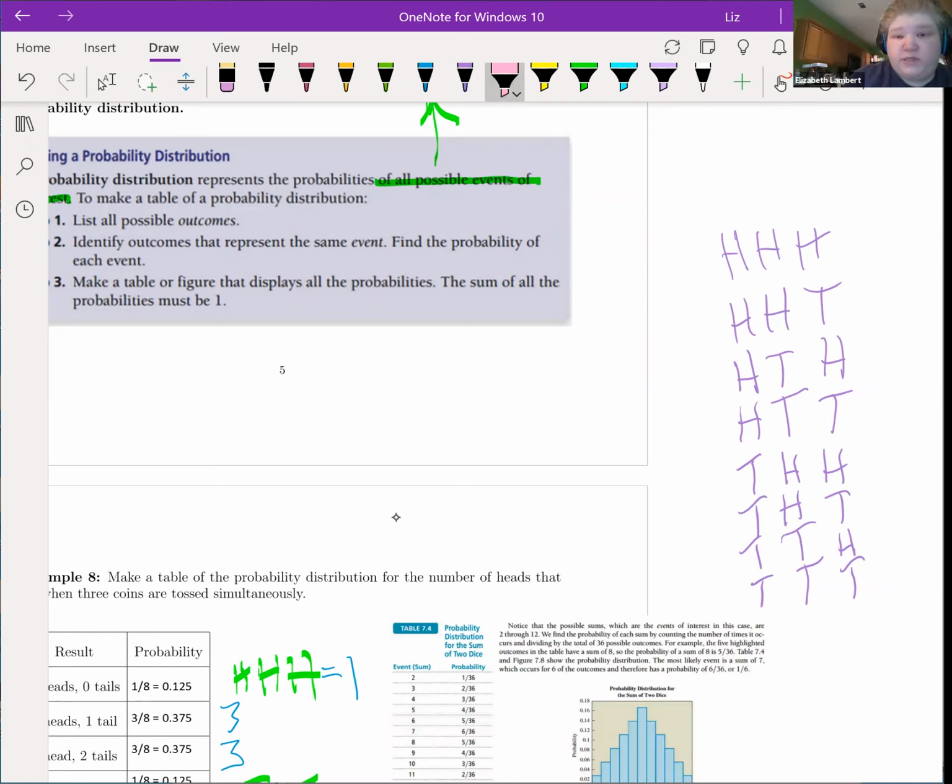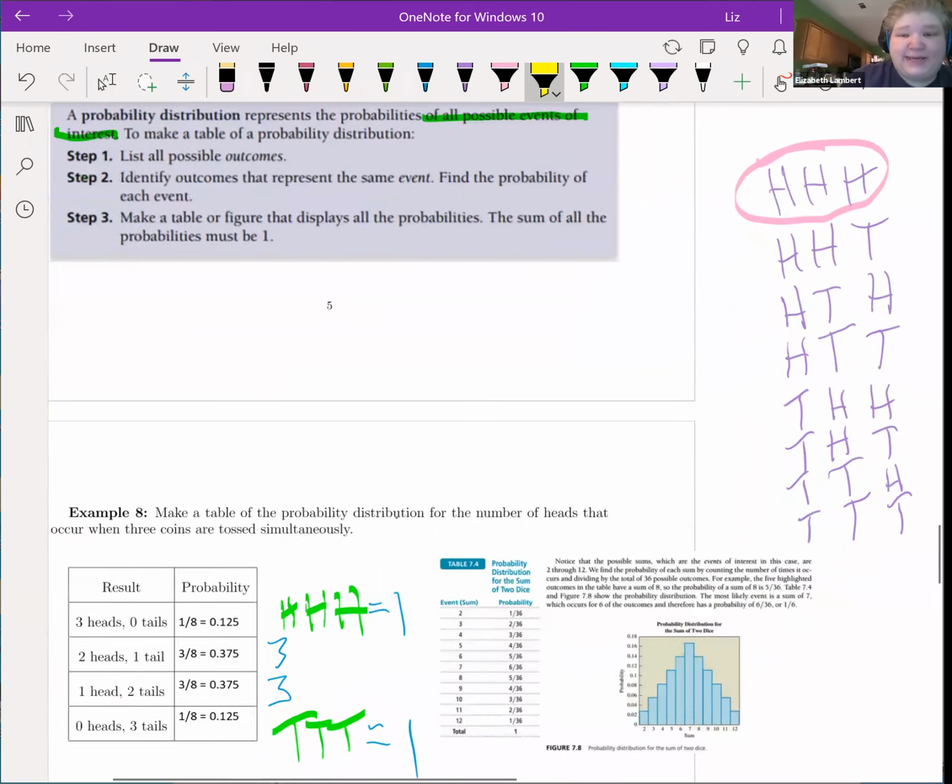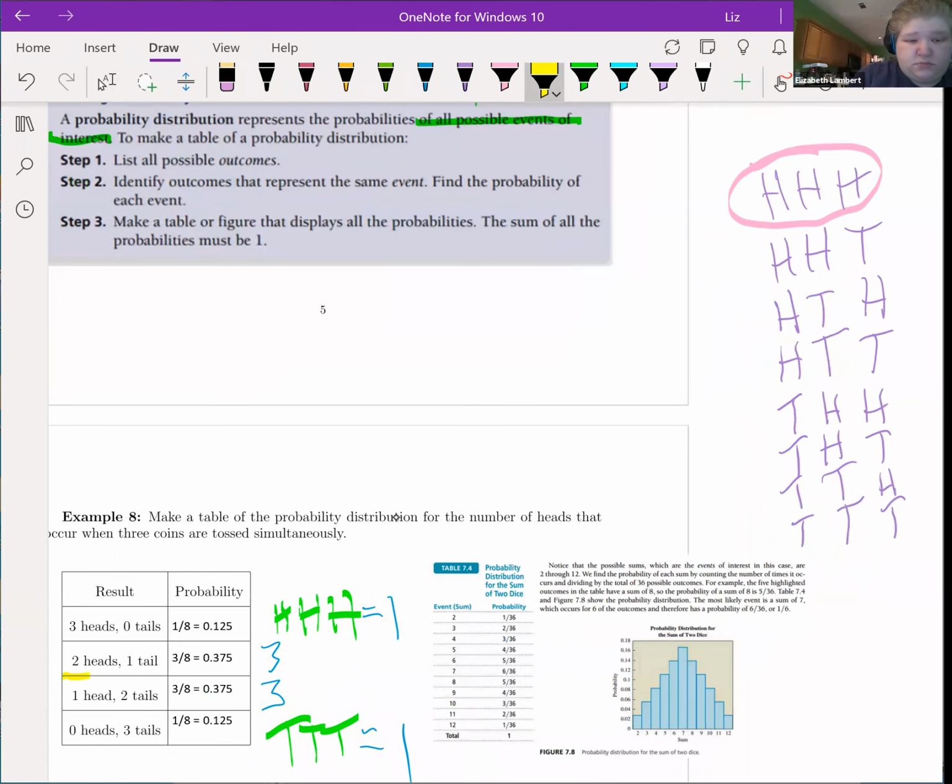So our first one was all three heads. Our next category was exactly two heads. So this one has two heads, this one has two heads, and this one has two heads. Note the way we produced them, they weren't all clumped together. That's okay. It's still three of the eight outcomes.